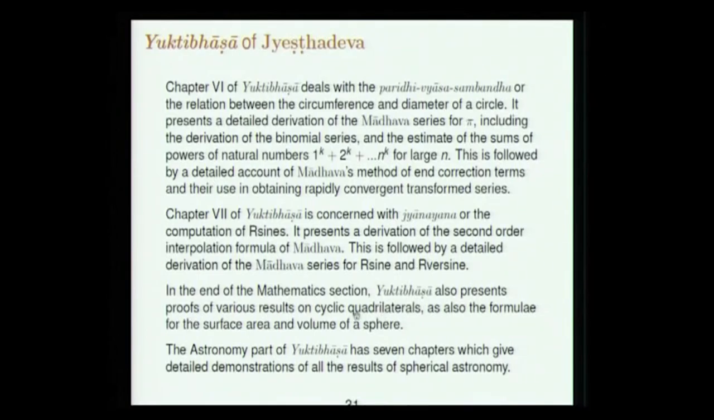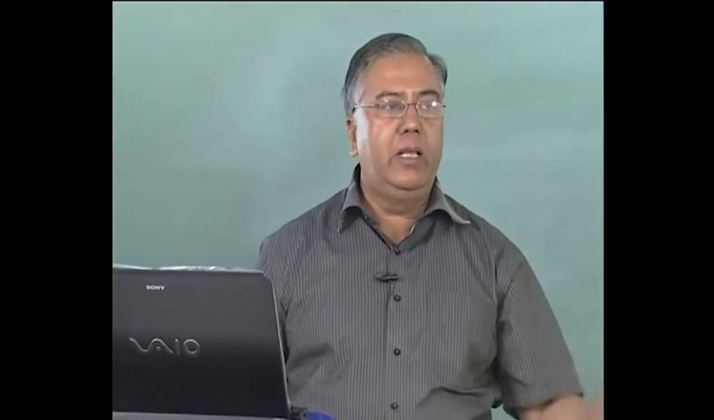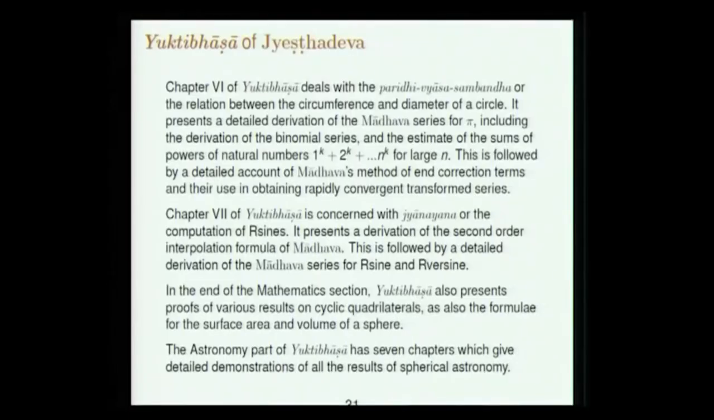In the end, it has a detailed discussion of cyclic quadrilaterals and also the proof of surface area and volume of a sphere. The astronomy part has 7 chapters, which give detailed demonstration of all the results of spherical astronomy. Perhaps you will get a glimpse of the sophisticated way the Kerala astronomers work with spherical trigonometry in one of the lectures that will follow.